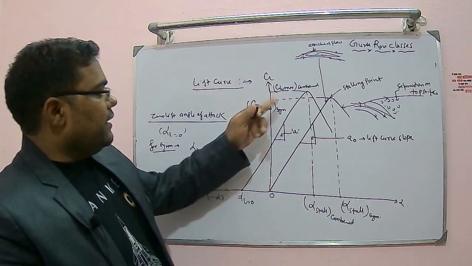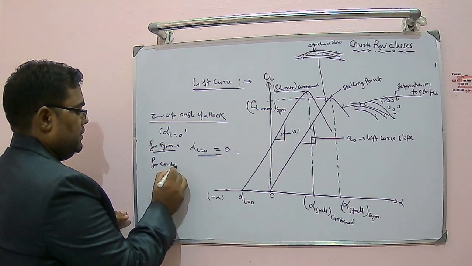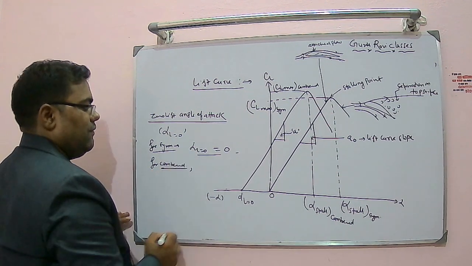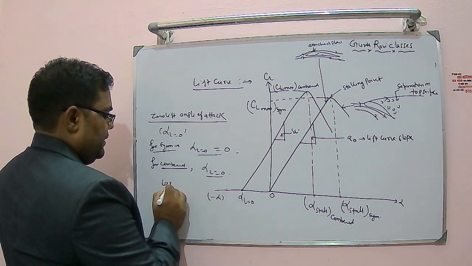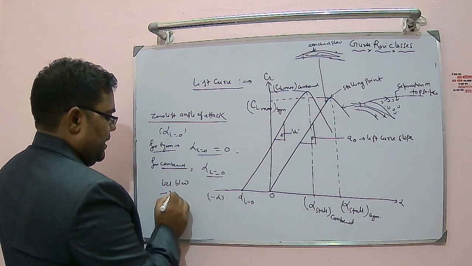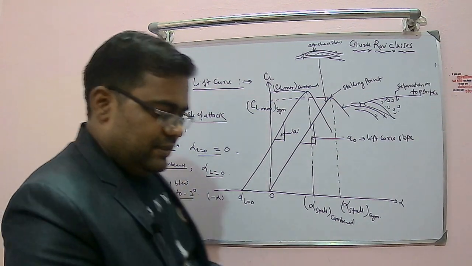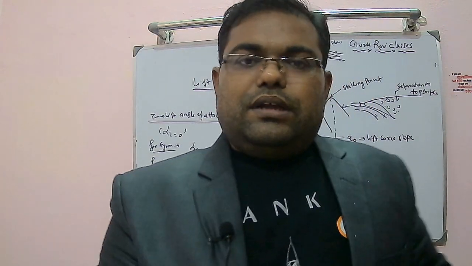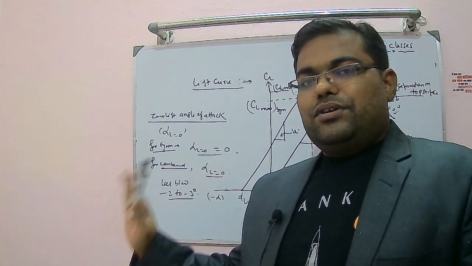But for unsymmetrical or cambered airfoils, you will find alpha L naught will lie between -2 to -3 degrees. This is fixed basically. This is a part of airfoil design that will be fixed. That is not going to vary.